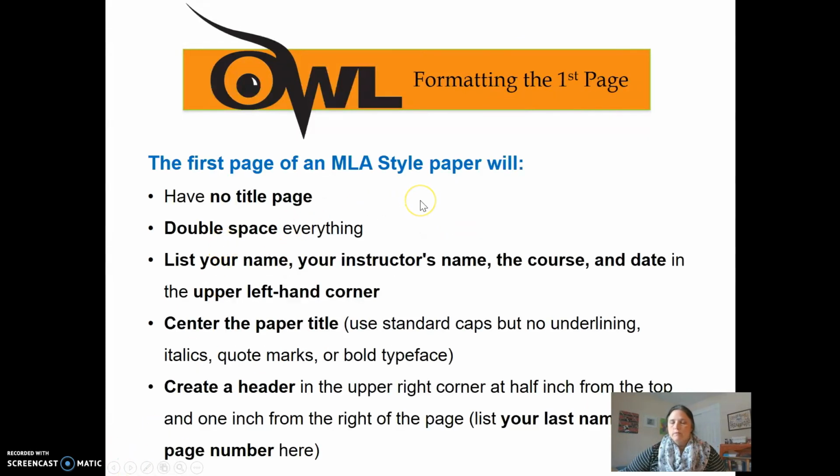And remember that the first page of an MLA style paper will have no title page. You double space everything. You list your name, your instructor's name, the course and date in the upper left-hand corner, center the paper title, create a header, and we'll talk about that as I show you an example of that.